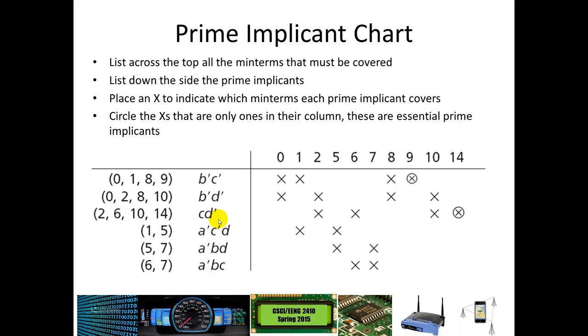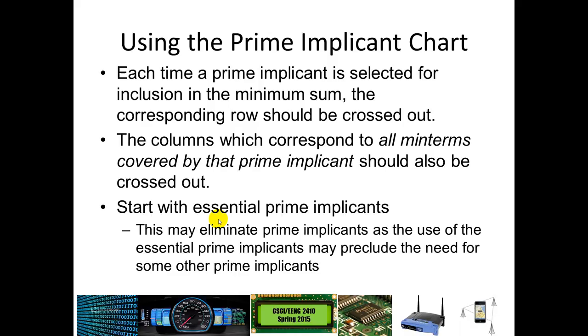Now, what we can do is take away, based on what the essential prime implicants were that we found, we can start including those, and we can cross out all of the minterms that we know we have coverage for by using those essential prime implicants. Once we pull those out, we're going to look at what minterms still need to be covered, and we're going to have to figure out which non-essential prime implicants allow us to pick those.